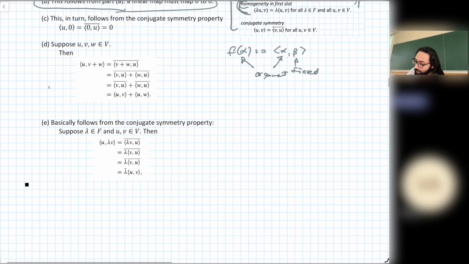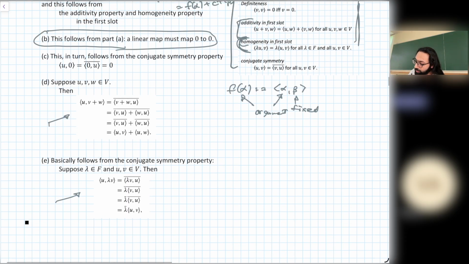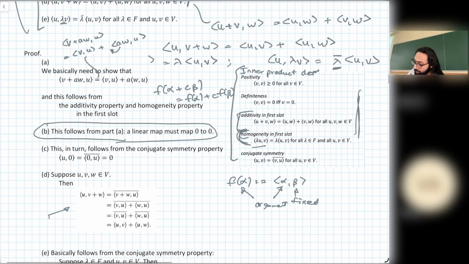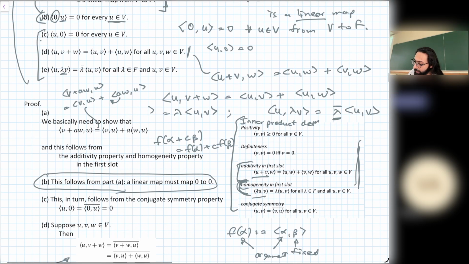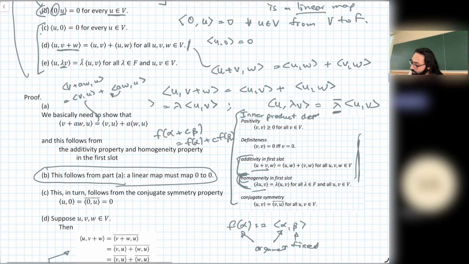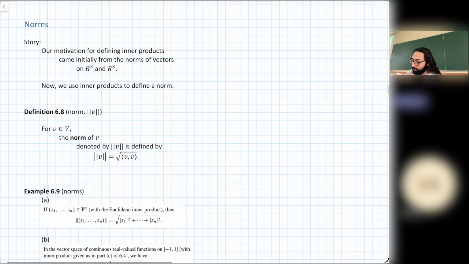I mean, it's just a few lines. You can look at the text. You're using conjugate symmetry in conjunction with either the homogeneity property or in conjunction with the additivity property. That's all you're doing. Okay. All right. So we can continue then.